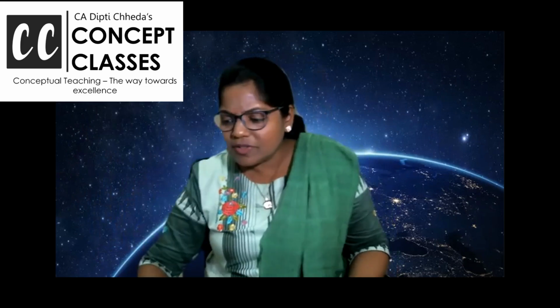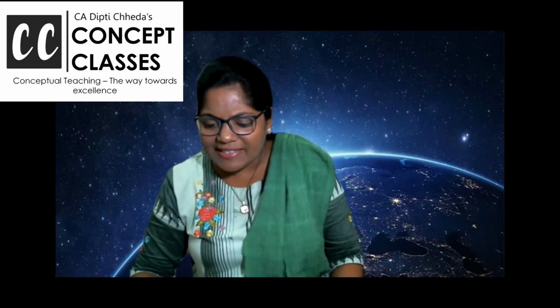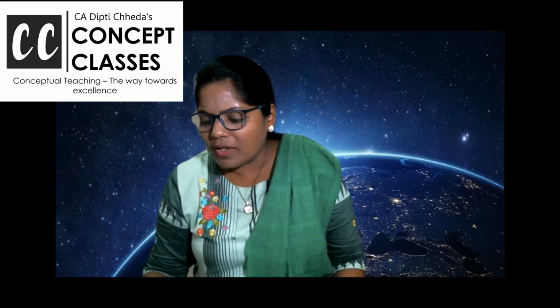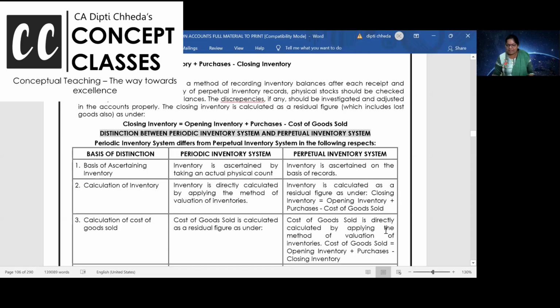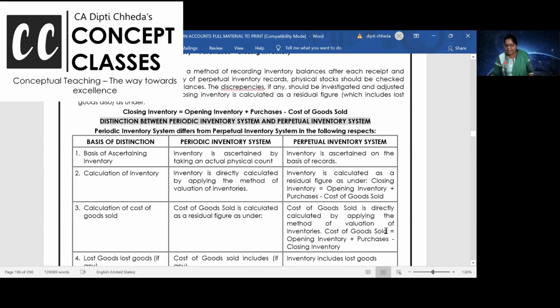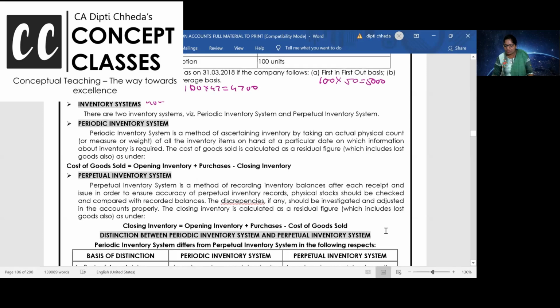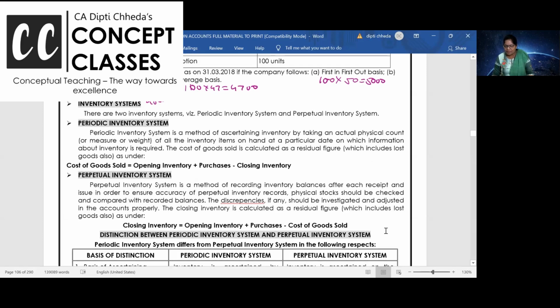Whereas if it is periodic stock taking, you count it. So this is a theory question asked many times in the exam. How do you decide how you are going to apportion and get the value of inventory? Periodic inventory is a method of ascertaining inventory by actually physically counting periodically what is at hand, and the cost of goods sold as a residual figure, which includes lost goods also.